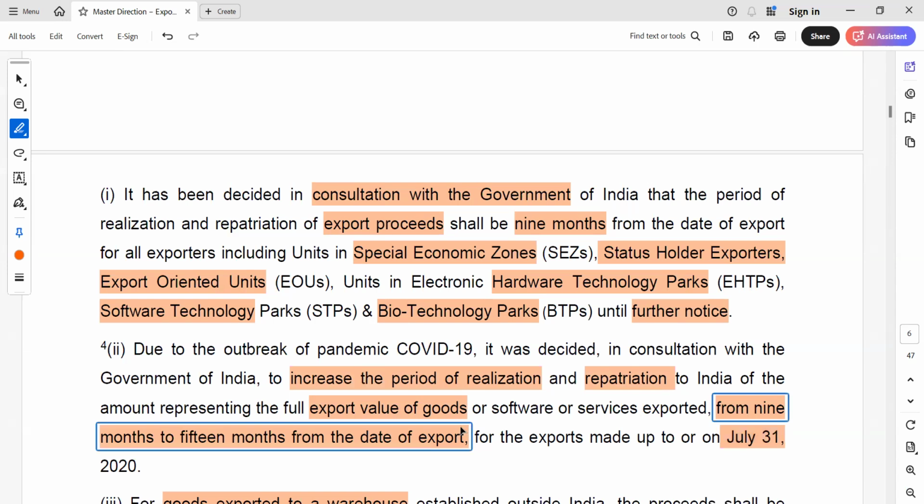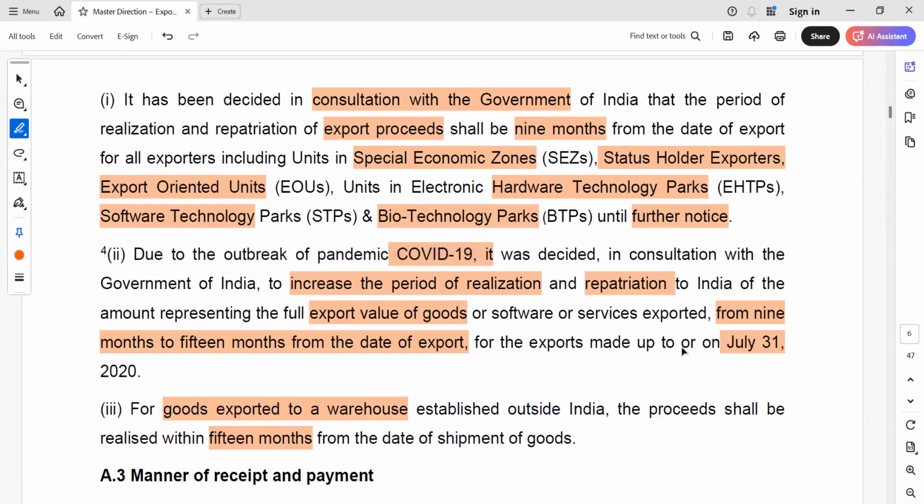So now this point is not that relevant here, because this was only for the exports made up to 31st July. तो जो भी फ्रेंड्स 31st July तक के जो एक्सपोर्ट थे उसके लिए ये वैलिड था कि उनका जो रियलाइजेशन पीरियड है, that is 15 months due to COVID. So now this is not required that much.